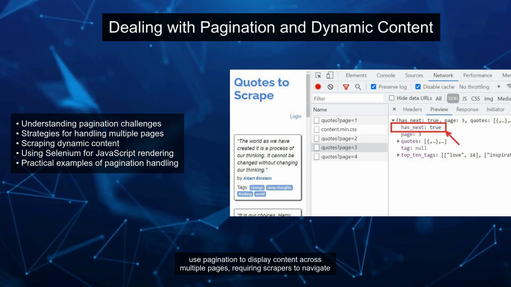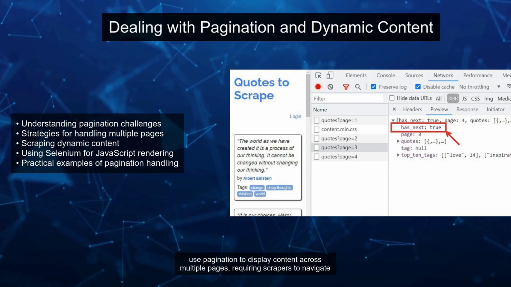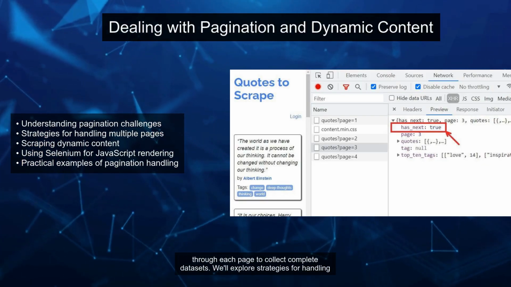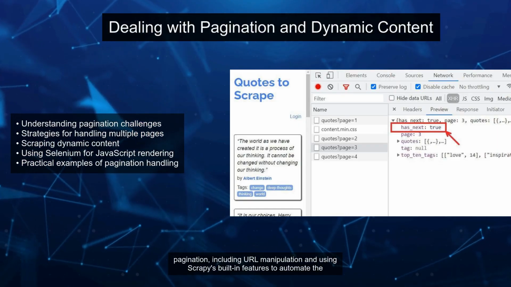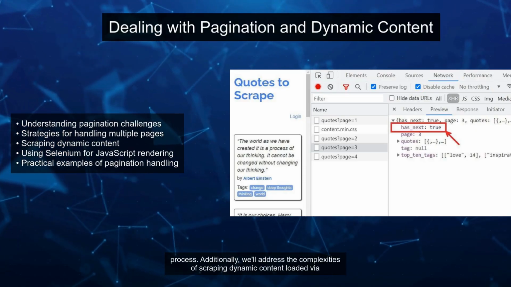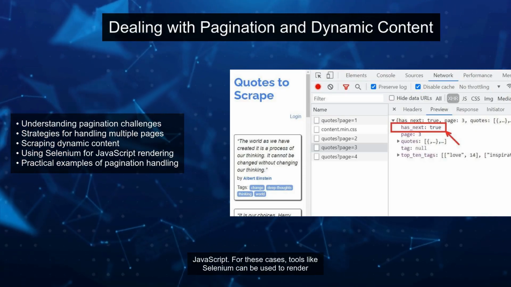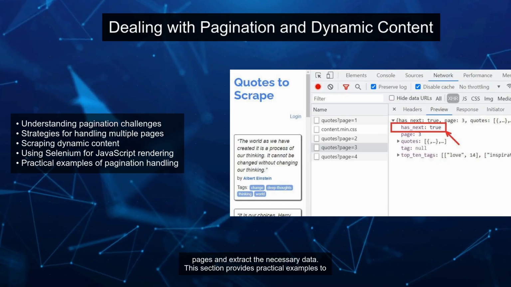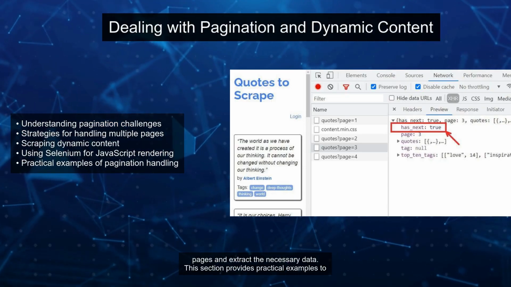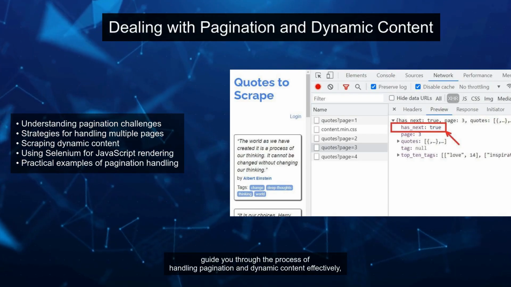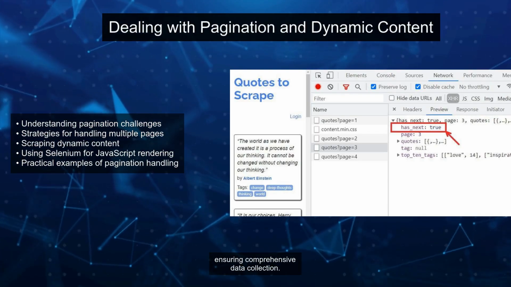Pagination and dynamic content present unique challenges in web scraping. Many websites use pagination to display content across multiple pages, requiring scrapers to navigate through each page to collect complete datasets. We'll explore strategies for handling pagination, including URL manipulation and using Scrapy's built-in features to automate the process. Additionally, we'll address the complexities of scraping dynamic content loaded via JavaScript. For these cases, tools like Selenium can be used to render pages and extract the necessary data. This section provides practical examples to guide you through the process of handling pagination and dynamic content effectively, ensuring comprehensive data collection.